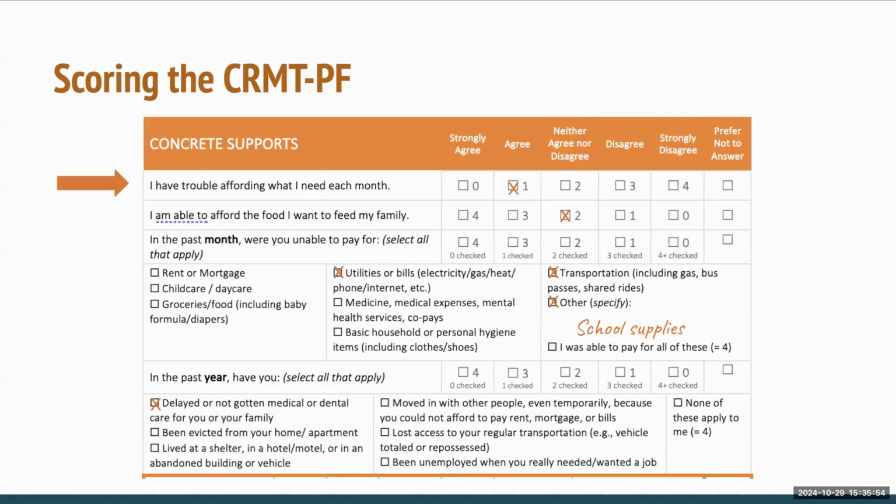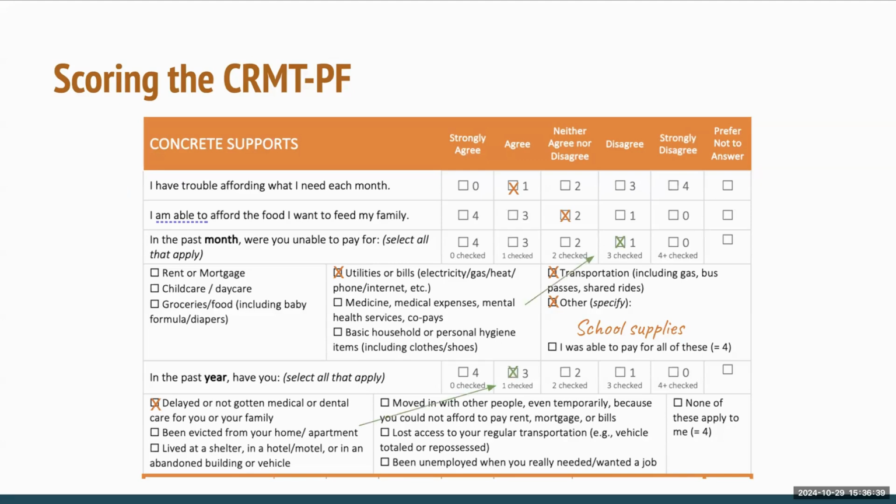For the concrete support section, note that the first statement in the concrete supports is reverse coded. Next, note that you have two different select all that apply questions, one about what the caregiver was not able to afford in the past month, and one about financial sacrifices the caregiver has had to make in the past year. On that third question, about affordability in the past month, there is an option for other. This is for caregivers who, in the past month, were unable to pay for something significant that is not on the list. That counts as a checked item.